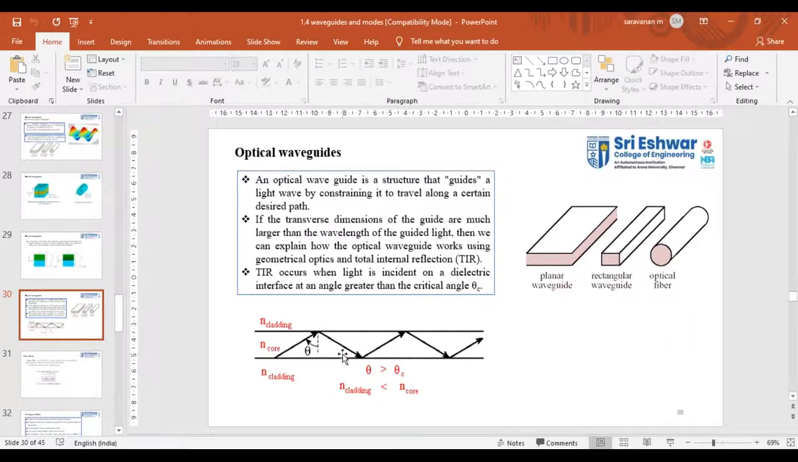Please try to recall this; we already discussed this topic. Recall planar, rectangular, and optical. The very important point is that a waveguide guides a light wave by constraining propagation along a desired path. The path may be planar, rectangular, or optical.